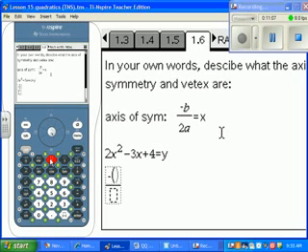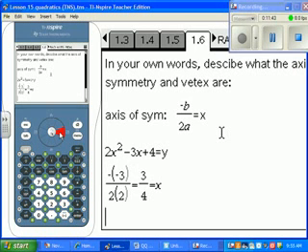We have negative, and then you told me b was negative 3. So negative 3 over 2 times, what's a? 2. Okay, so what is my axis of symmetry? What is it? 3 over 4. That equals x. Okay? So my axis of symmetry is the vertical line, x equals 3/4. Okay? So I've got my axis of symmetry.